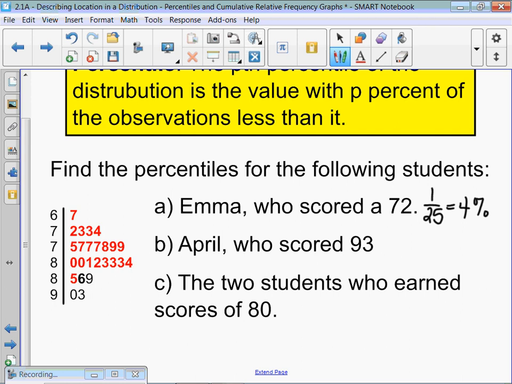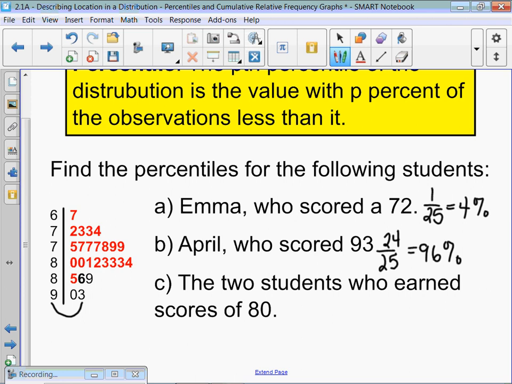April scored a 93. How many are below the 93? 24 of them. And so April's in the 96th percentile. Yeah, that's how they do this.